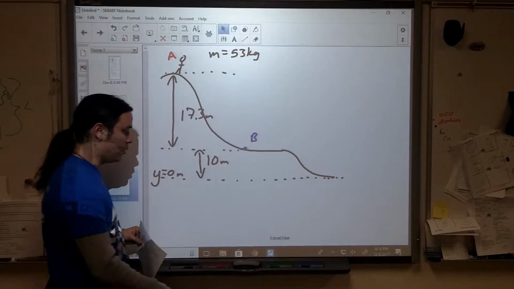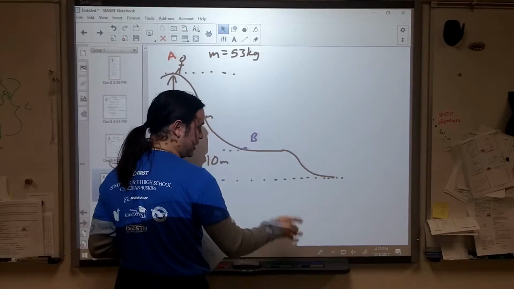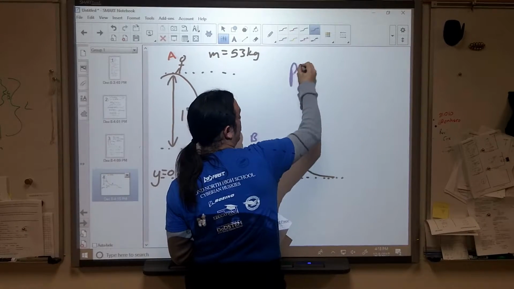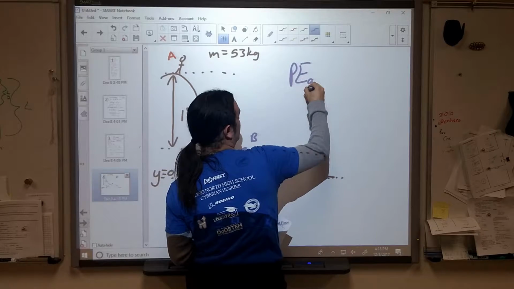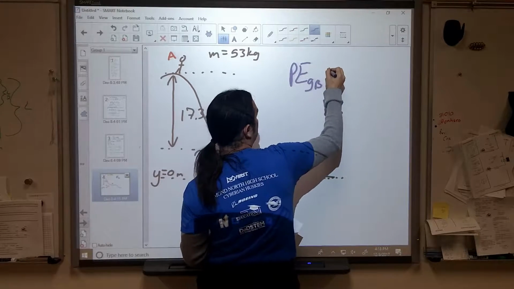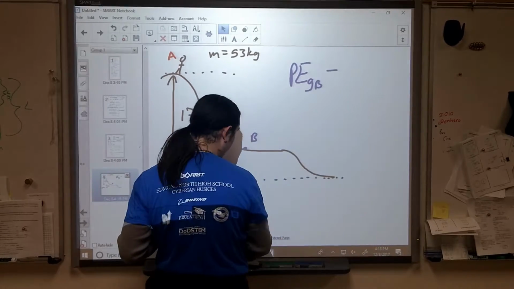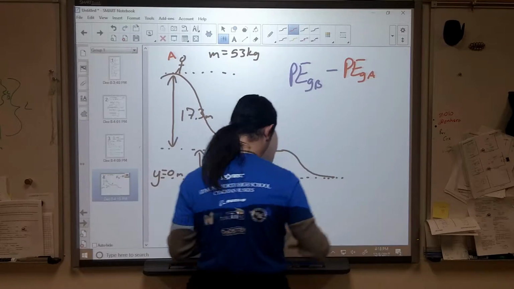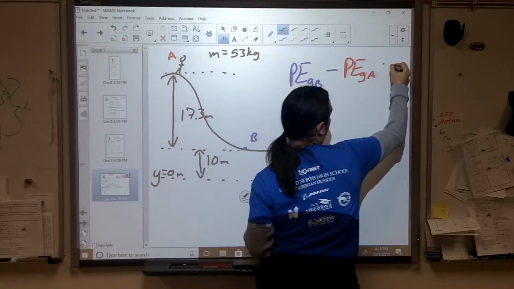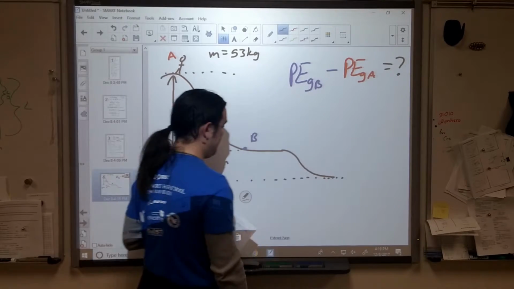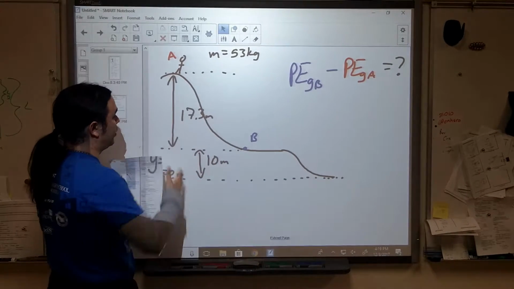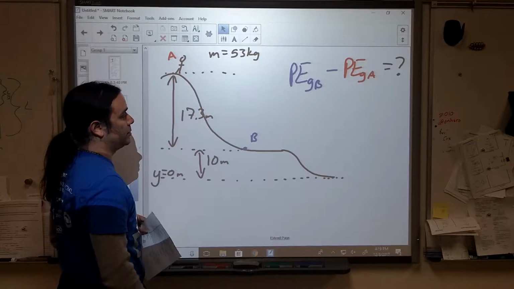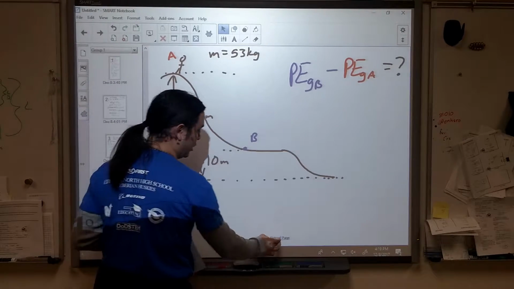The first question is they want to find the difference in potential energy due to gravity at the 2 points. In other words, what they want is potential energy due to gravity at B minus the potential energy due to gravity at point A. And that's what they're looking for. Okay, so here's what we're going to do. With this information, let's go through, and part one is to find the difference in the potential energy between these 2 points. So here we go.